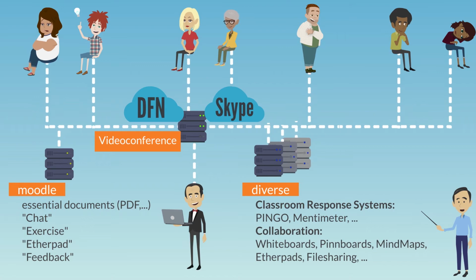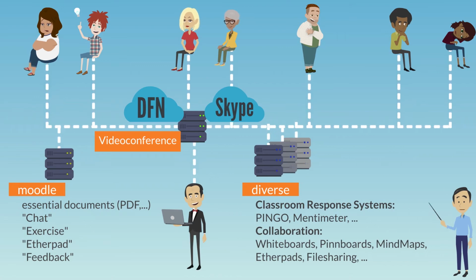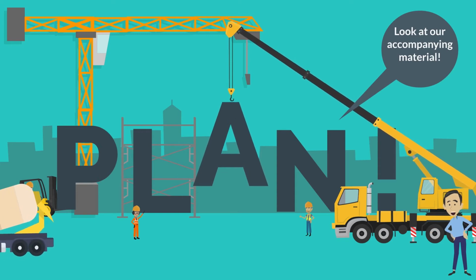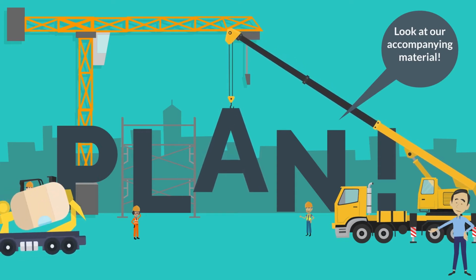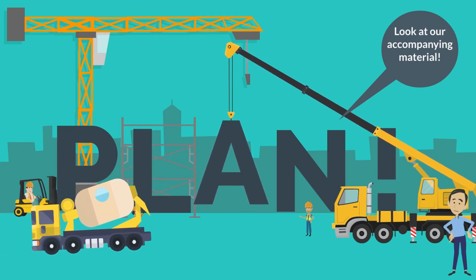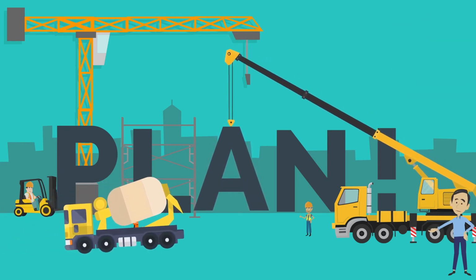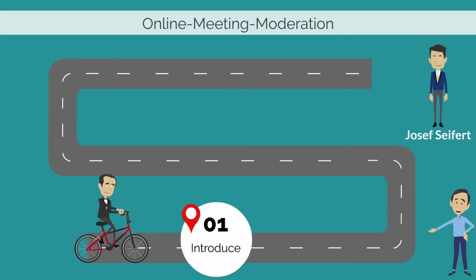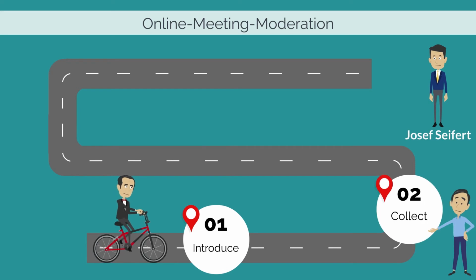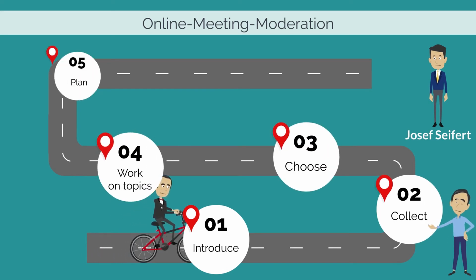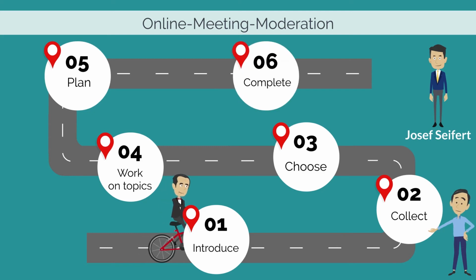The main question you might be asking yourself now would be, how do I combine all these tools into an easy to use, engaging, interactive course for my students? I shall now provide a variety of suggestions to help guide you through this process. On screen you can see a 6-step roadmap that works quite well for standard moderation purposes. It was developed by Joseph Seifert, and we shall accompany our biker on his journey through this map.